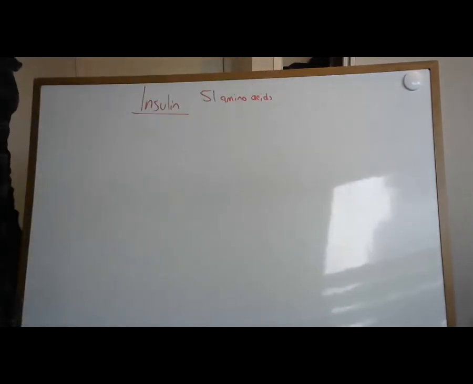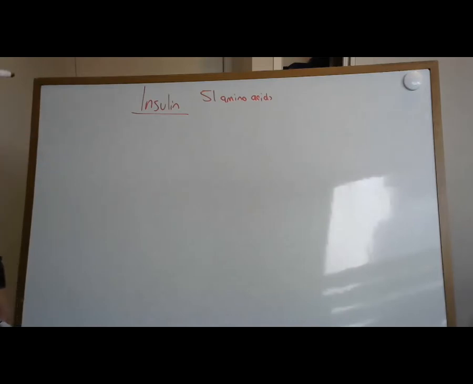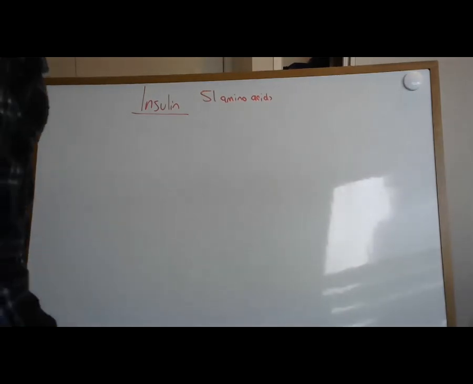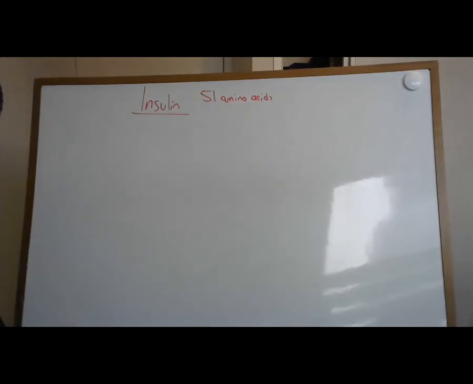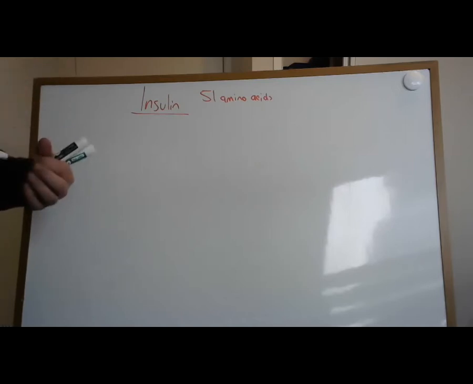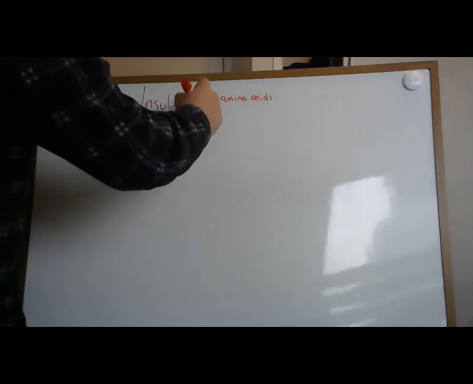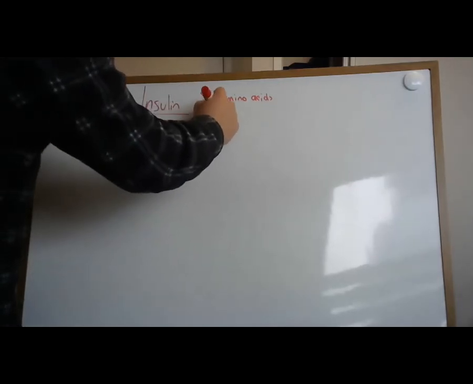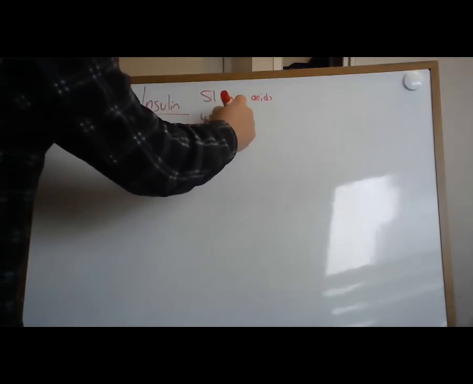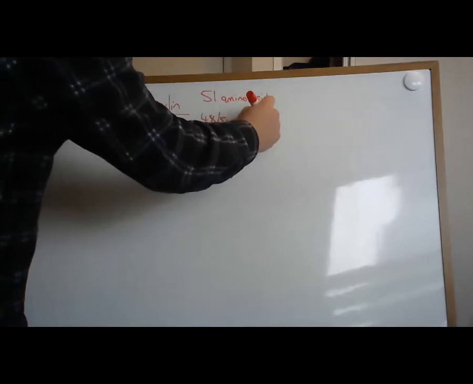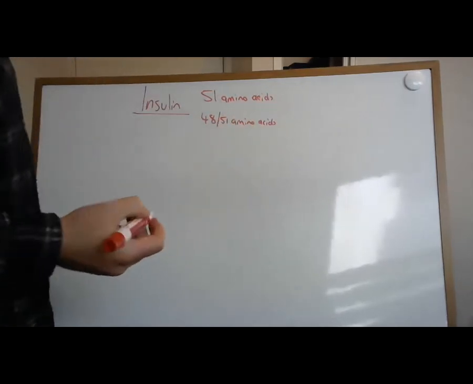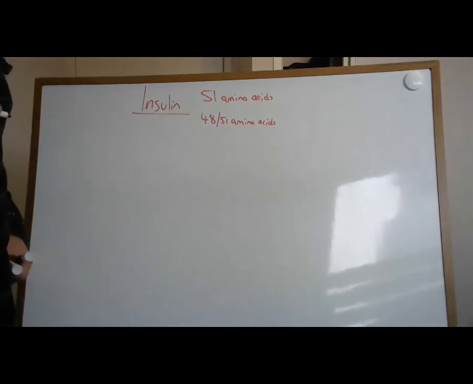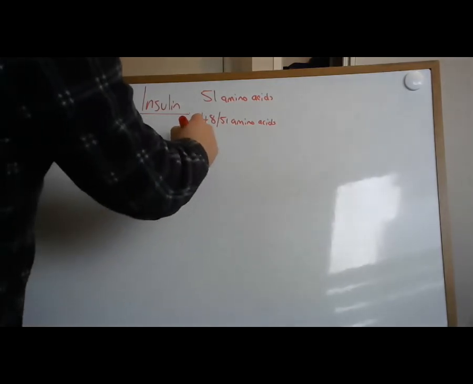And before the advent of the molecular biology revolution, we used to take the pancreas of pigs and other animals that were sent to the slaughter and we would extract the insulin from it. 48 of the 51 amino acids are the same in this sort of porcine.